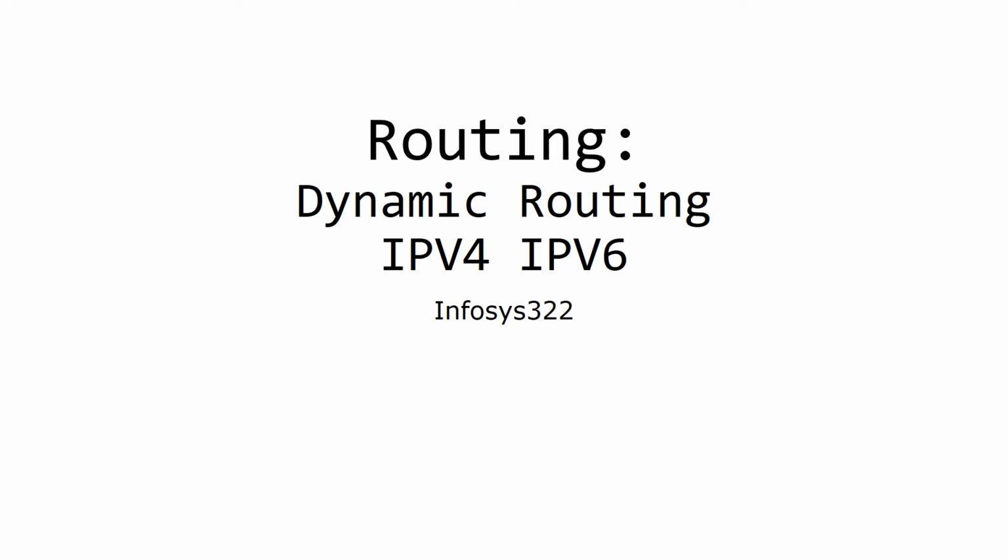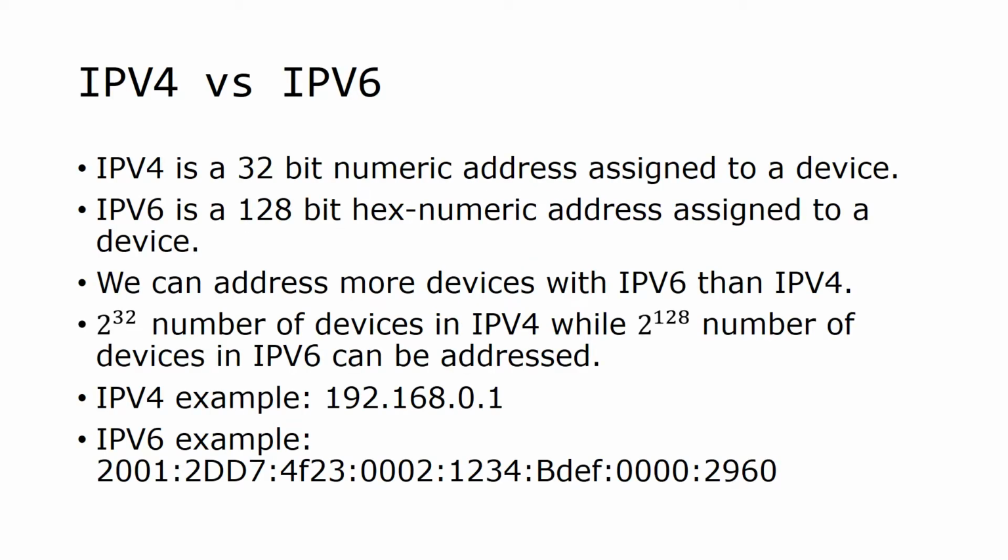In this session we talk about dynamic routing, IPv4, IPv6. Just a little bit about IPv4 and IPv6 configuration. You know that IPv4 is actually a 32-bit number address assigned to a device. It can be a computer, a switch, or a router. IPv6 is a 128-bit hex numeric, so it's a combination of numbers and some letters, again assigned to a device. So we can address more devices with IPv6 than IPv4.